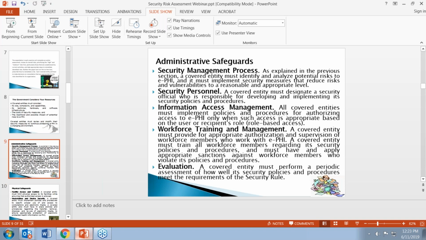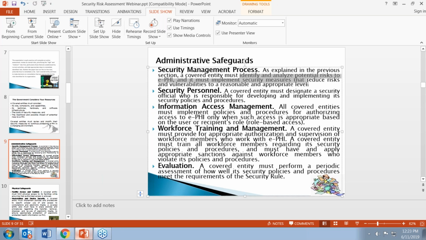So to boil down some of the basics in the three different areas of what the government will be looking for when you come out of this process of conducting your own risk assessment, they want to see a security management process as an administrative safeguard. This is identifying and analyzing potential risks and implementing security measures to reduce risk. They want to see a person actually appointed as a security official who's responsible for developing and implementing security policies and procedures.